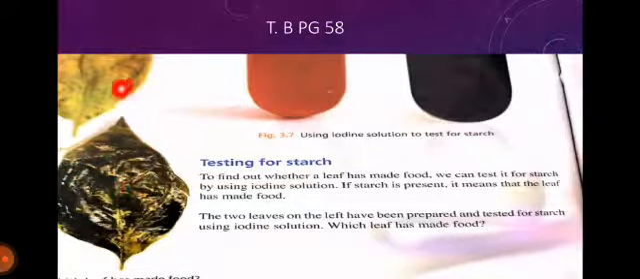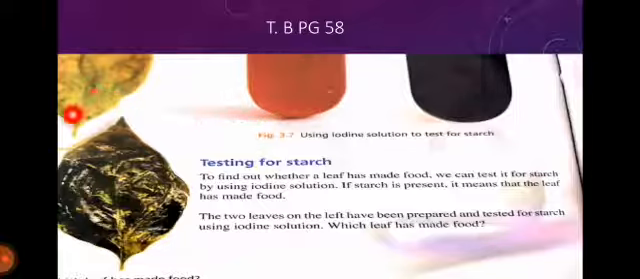Look here in this picture of your textbook, page number 58. There are two test tubes. In the first test tube there is an iodine solution, and in the second tube they are telling that when starch is added to iodine, the iodine color changes to bluish black. Iodine is a yellowish brown liquid or chemical. When starch is added to it, iodine changes its color. So this is a laboratory test for starch. You can do it at your home as well, I will tell you.